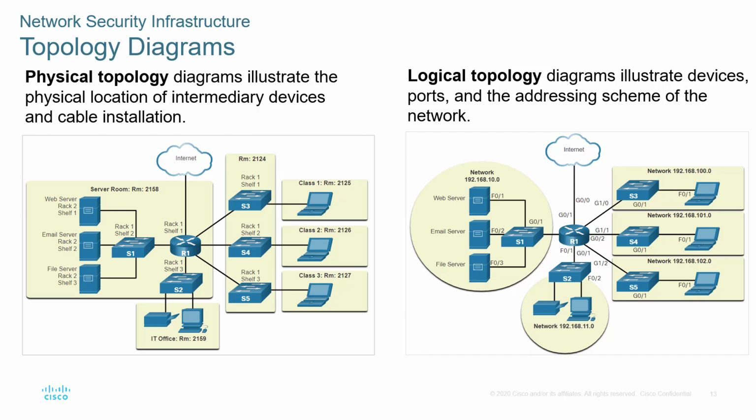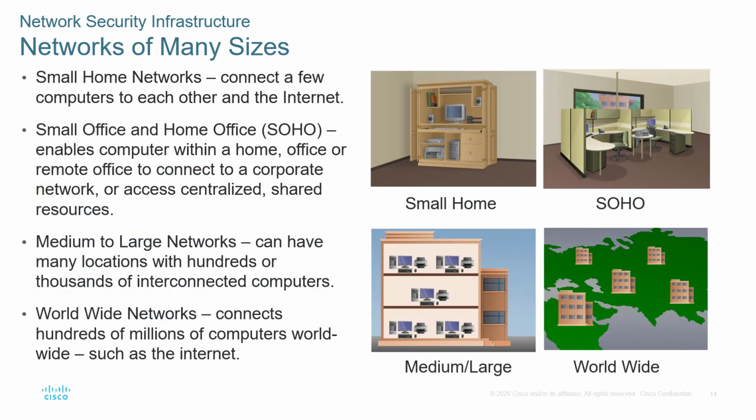A big thing is going to be what is the size of the network. So we can have a small network, we could have a home office network, we could have a medium or large network, or we can have a state or multi-state or a country or global network. So networks can be all different sizes. The nice thing is the overall characteristics are going to be the same.